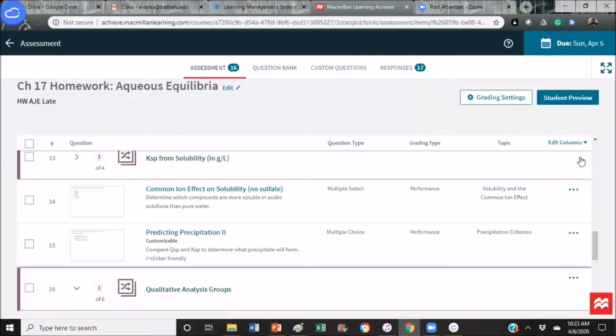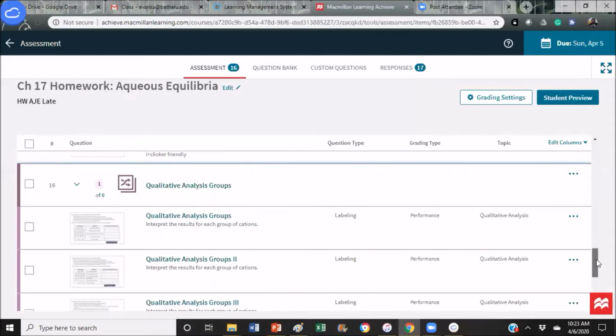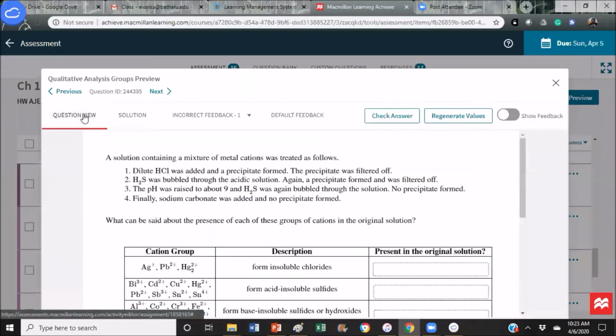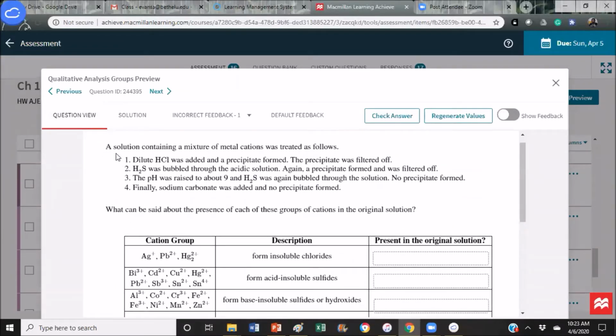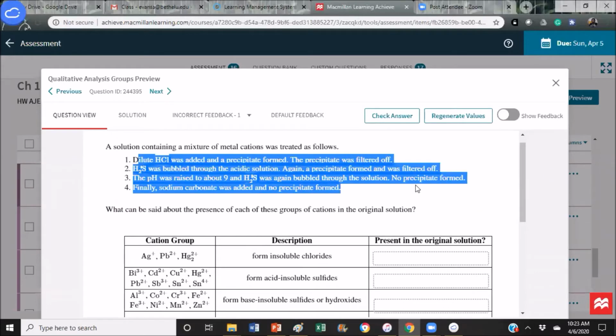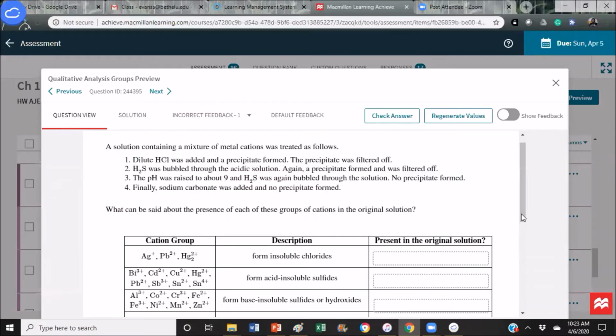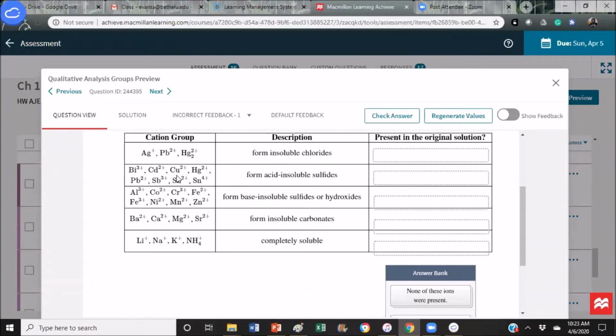Okay. This one is confusing everyone, but it really shouldn't be. There are 6 different problems, so you cannot just simply copy someone else. Where the problems change are only in these first 4 statements. Only in these first 4 statements will the problem change and vary. This part will not. This is a description of what types of solids these ions form.